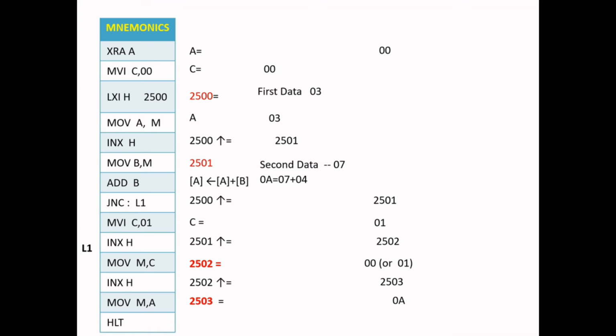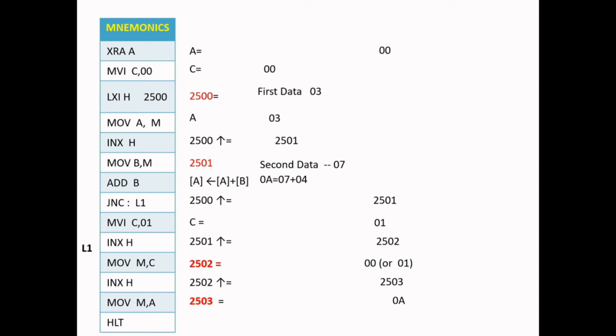Next instruction is ADD B. ADD B means it will add the content of B with the content of A and the result will be stored in A. Our next instruction is JNC, with a line number. What is meant by JNC? JNC is jump on no carry.